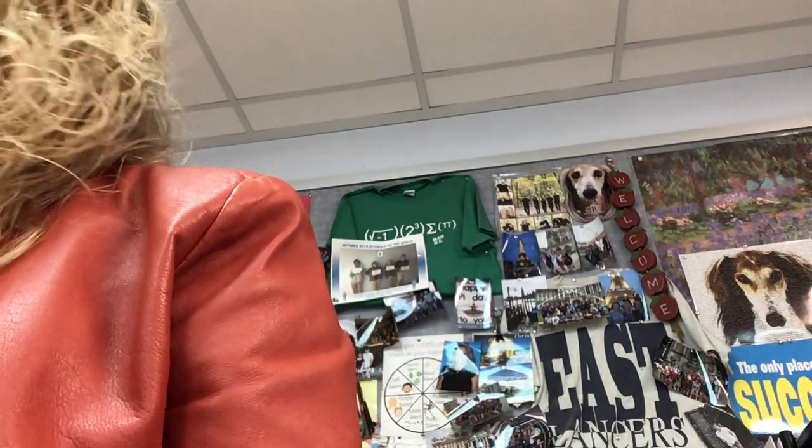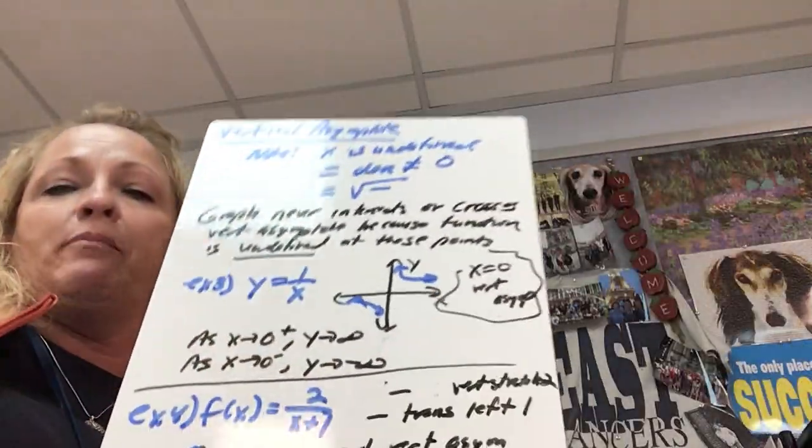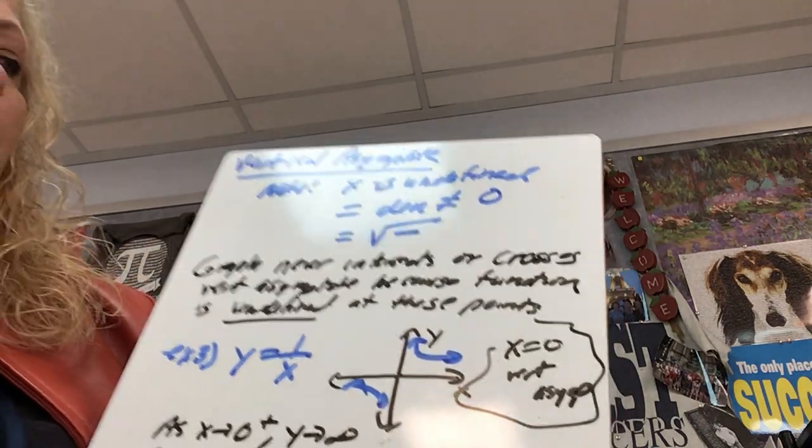All right, so now that we know what a rational function is, we know that most rational functions have asymptotes in them.